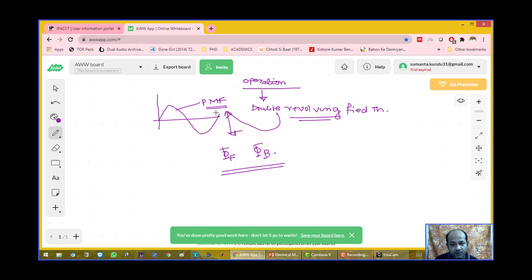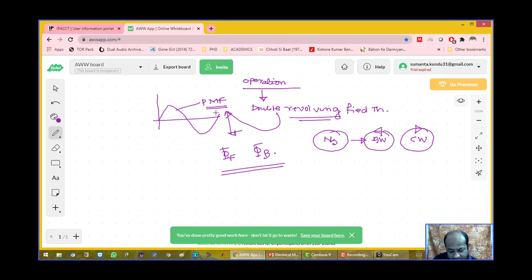Both are rotating at synchronous speed ns, but in opposite direction. If one is rotating in anti-clockwise direction, the other one is rotating in clockwise direction. So if one is clockwise, the other is anti-clockwise.